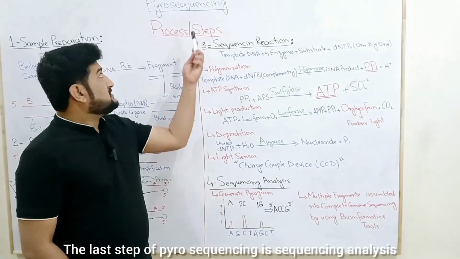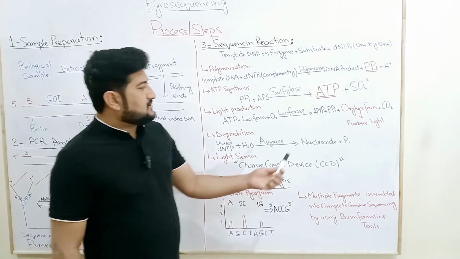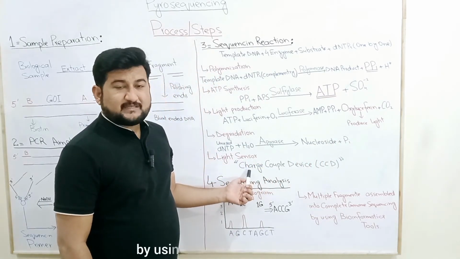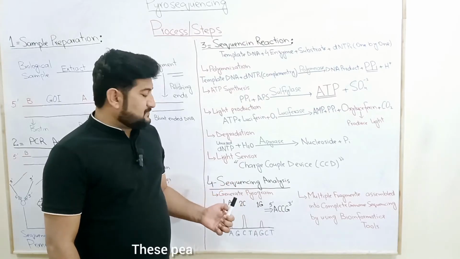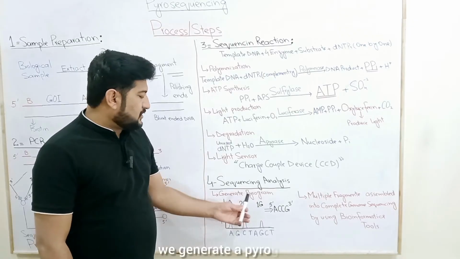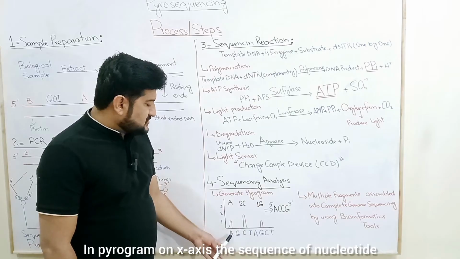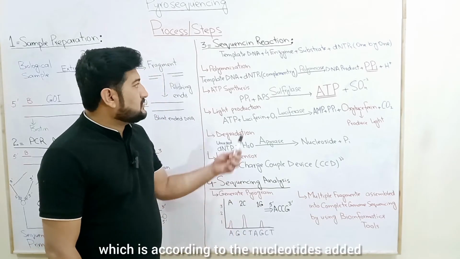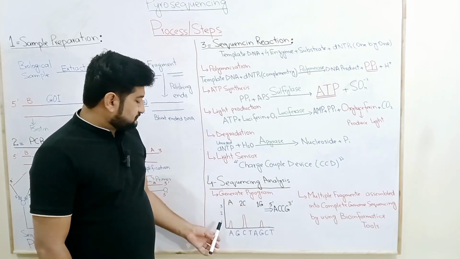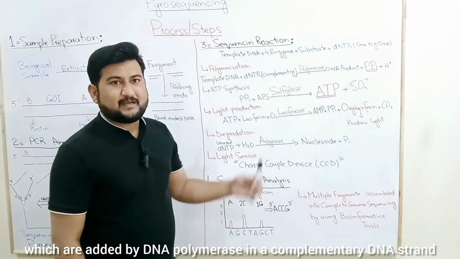The last step of pyrosequencing is sequencing analysis. In sequencing analysis, the intensity of emitted light is detected by using a charge coupled device and recorded in the form of peaks. These peaks are called a pyrogram. So in sequencing analysis, we generate a pyrogram. Here we can see a diagram of a pyrogram. In the pyrogram, on the x-axis, the sequence of nucleotides, which is according to the nucleotides added into the reaction mixture, and on the y-axis, the number of nucleotides which are added by DNA polymerase in a complementary DNA strand.